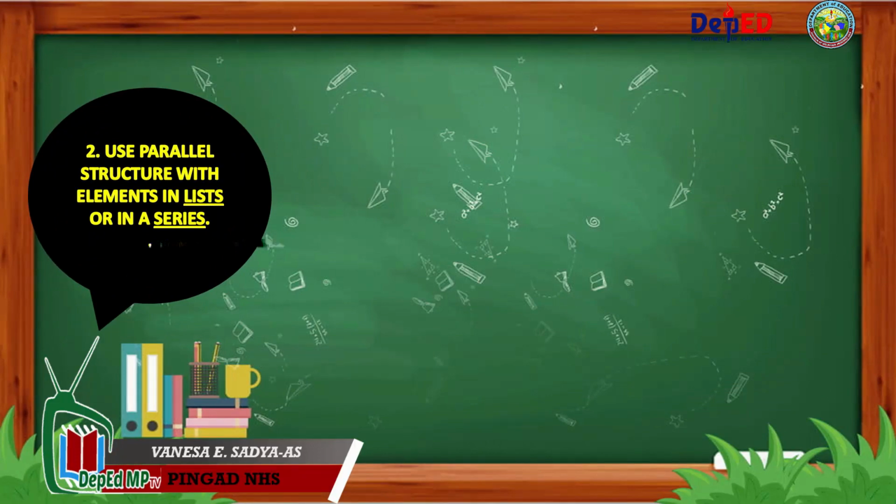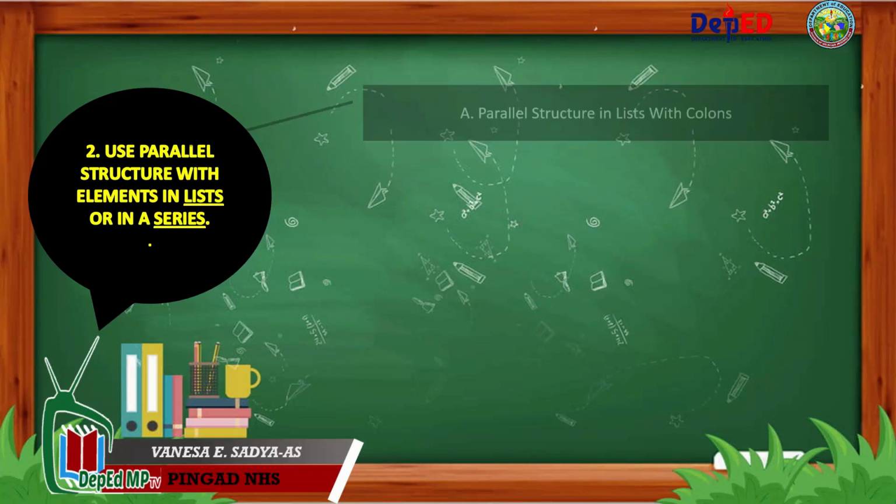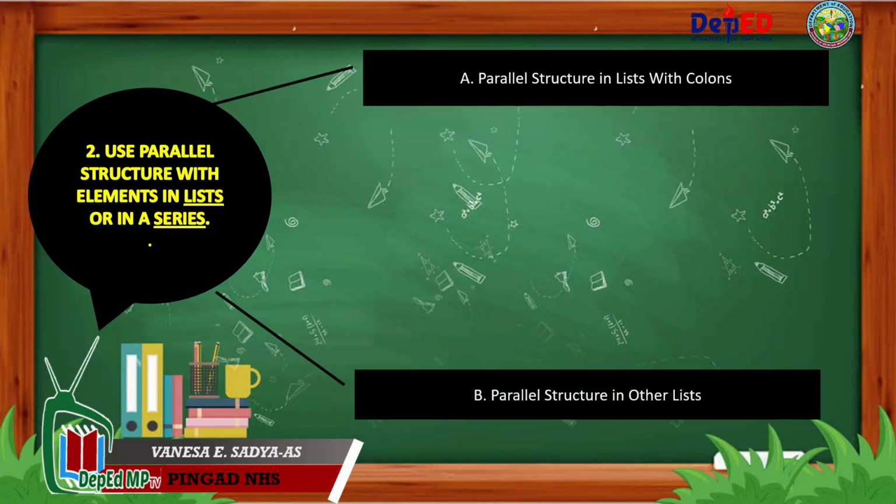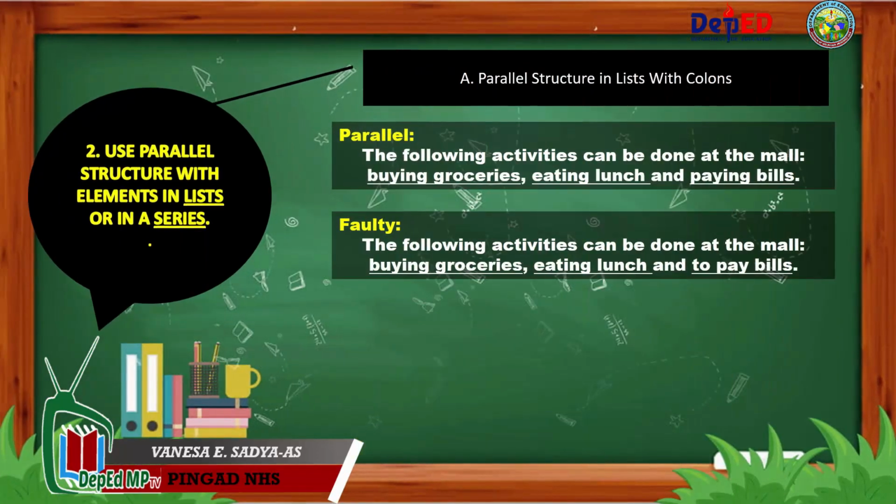Number 2, using parallel structure with elements in lists or in a series. We also need to take note of 2 concepts. We have letter A, the use of colons, and letter B, the use in other lists. We have letter A. For the example, the following activities can be done at the mall: buying groceries, eating lunch, and paying bills. Now, we compare it with the faulty statement.